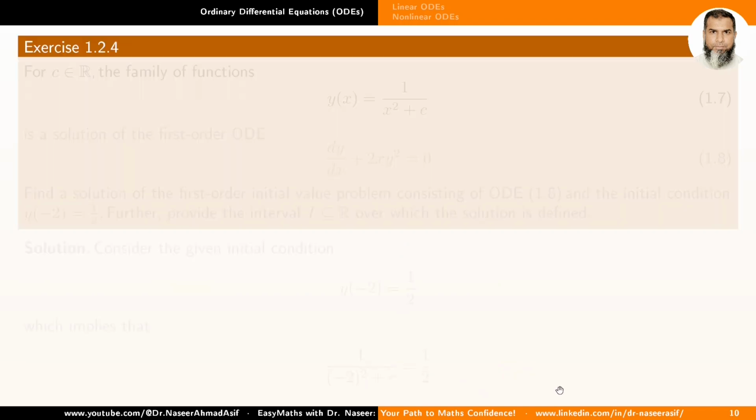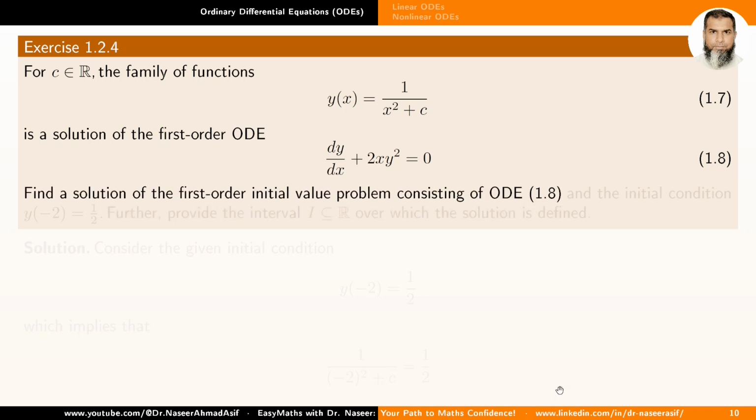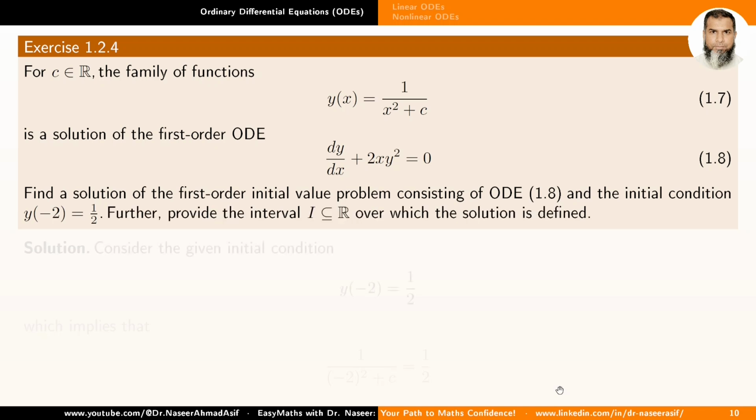Let's see another exercise. For c belonging to R, the family of functions y of x equal to 1 over x square plus c is the solution of the first order ODE dy by dx plus 2x y square is equal to 0. Find the solution of the first order initial value problem consisting of ODE 1.8 and the initial condition y of minus 2 is equal to 1 by 2. Further provide the interval I subset of R over which the solution is defined.